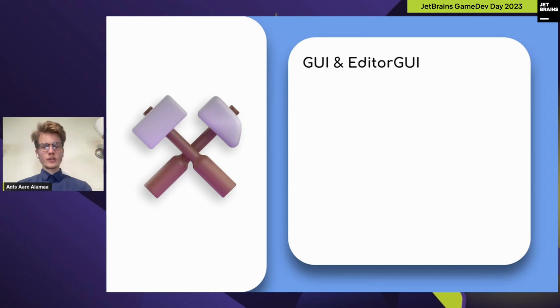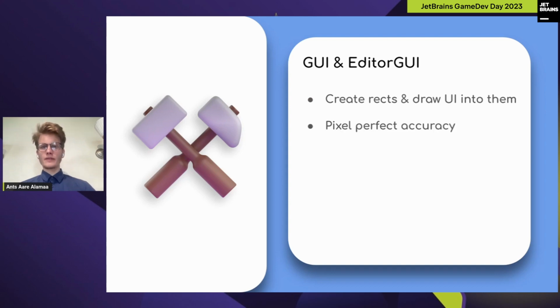So yeah, talking about IMGUI, there's 4 ways to draw things. The first 2 are very similar, basically GUI and editor GUI, right? If you don't find a function in one, just try looking for it in the other. The way you work with those is you create rects, basically a rectangle with a position and a width and a height, and draw UI into them. So this means you have to do lots of math, but you can also achieve pixel perfect accuracy. If you want to move a button to the side by 15 pixels, just move it by 15 pixels.